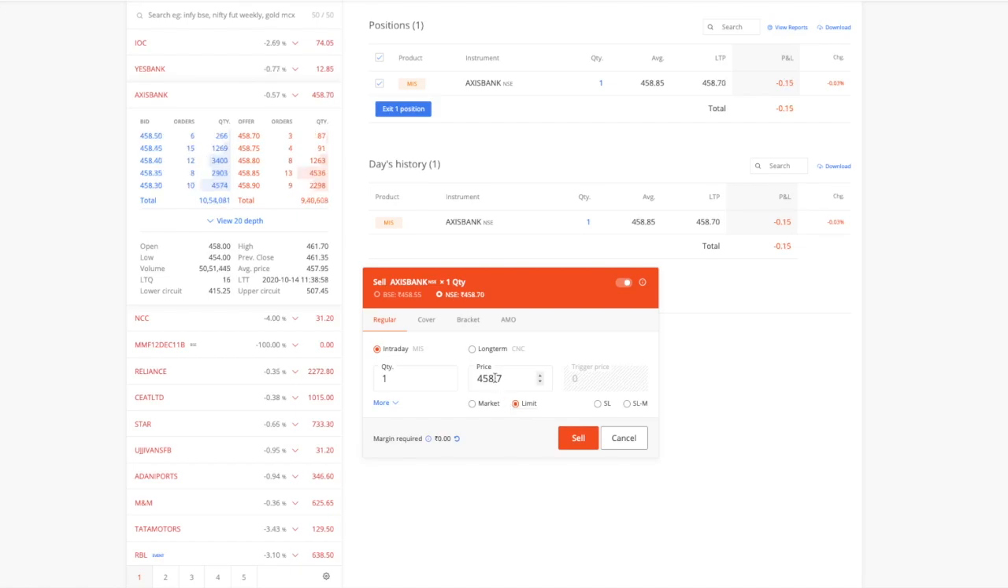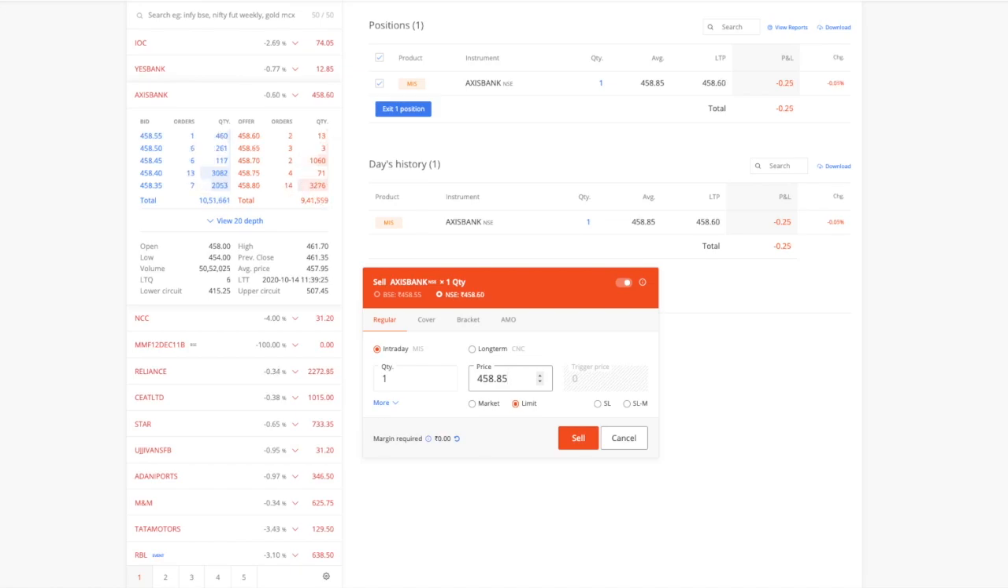Let's go with 458.85. So if I keep a limit order to sell at 458.85, what this is going to do is, I will sell this stock only once the price is either 458.85 or goes above 458.85. So until and unless the price goes above 458.85, I won't be selling this.